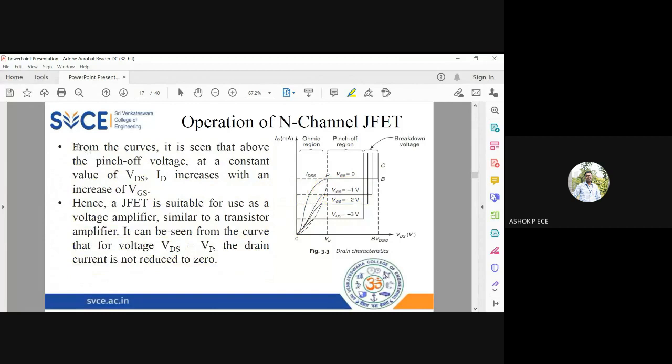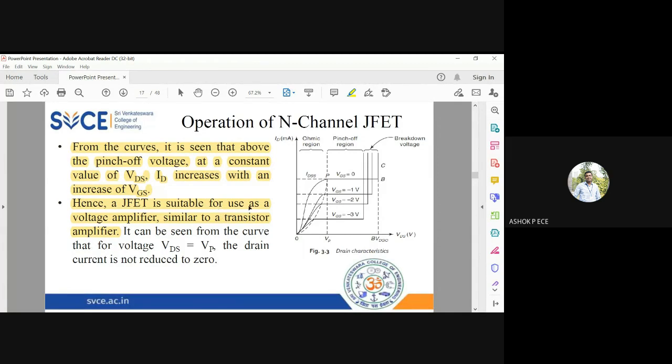From the graph, it is seen that above the pinch-off voltage, at a constant value of VDS, ID increases with VGS. Hence, JFET is suitable for use as a voltage amplifier, similar to a transistor. So what they are saying is that we can use JFET as an amplifier just like a transistor.